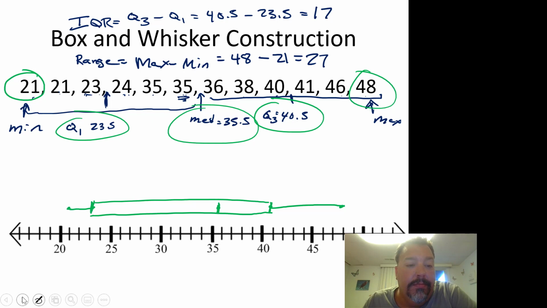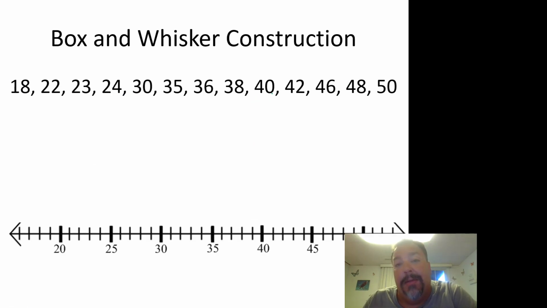I'm going to do another one by hand, and then I'm going to show you how to do this on Desmos. All right, in this example, slightly different numbers. Now I've got 13 numbers. So again, I already have them in order.